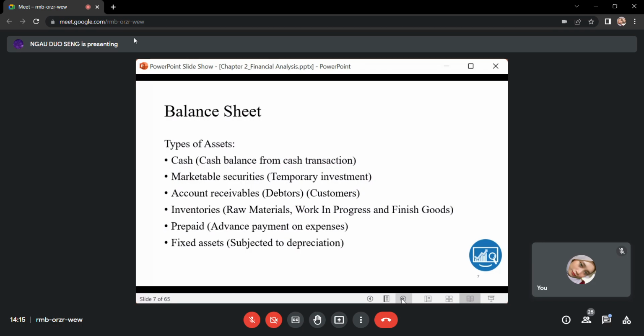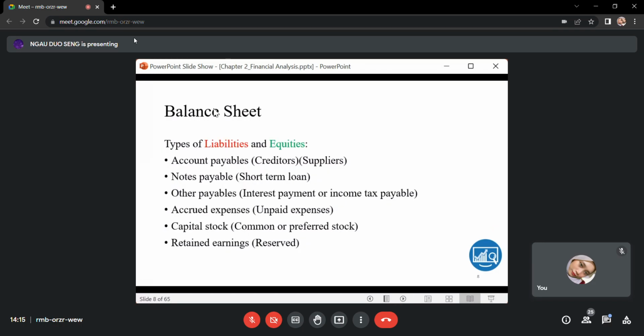Then we have liabilities and equities. So we have account payable, which is the creditors or suppliers account. Right, di mana syarikat mengutang, owing the suppliers. So kita beli bahan mentah, right, from suppliers. So kita tak bayar lagi. So kita letak dalam account payable.